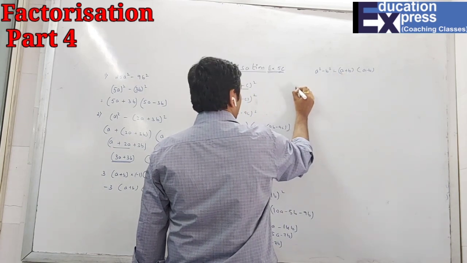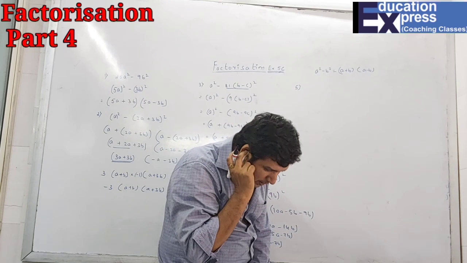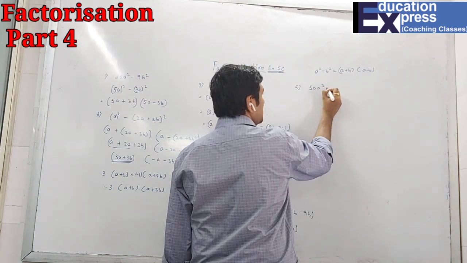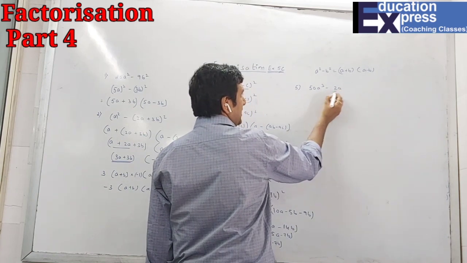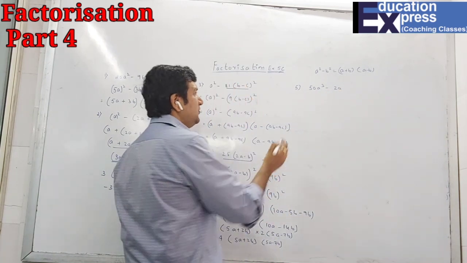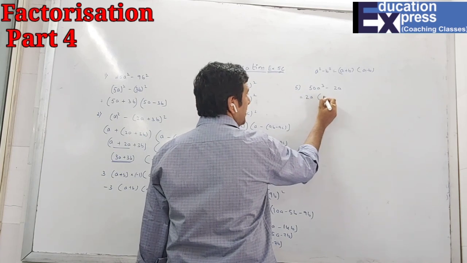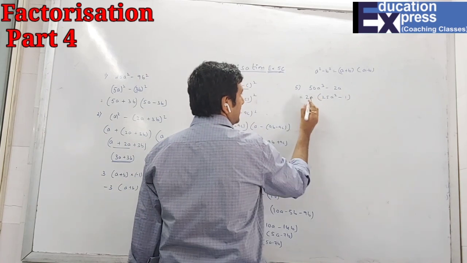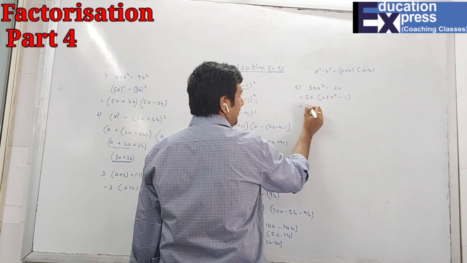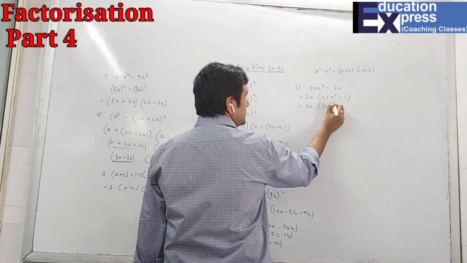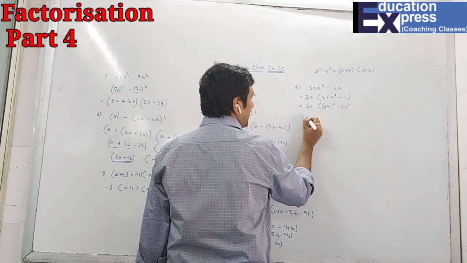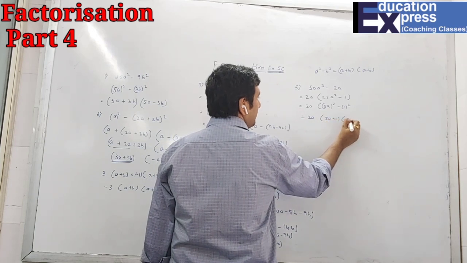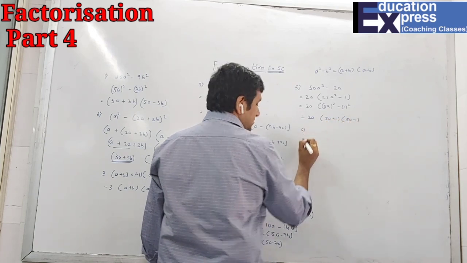Question number 5. Again very simple. Both are monomials only. They are perfect squares, but there is something common. Whenever they are perfect squares, obviously we take common. So 2a common, 25a square minus 1. So 2a will remain as it is. This is the square of 5a and this is the square of 1. So 2a(5a plus 1)(5a minus 1).